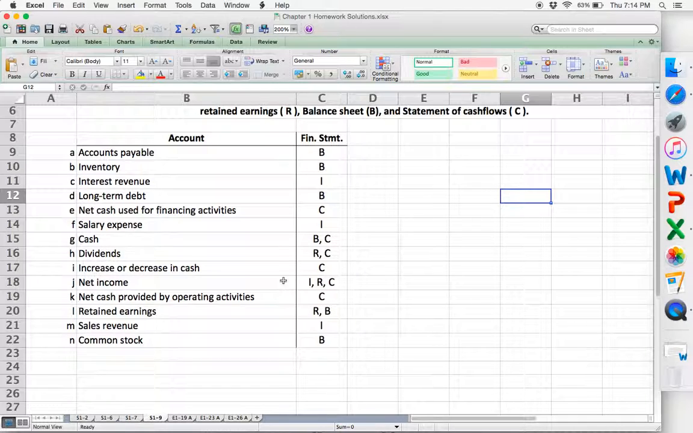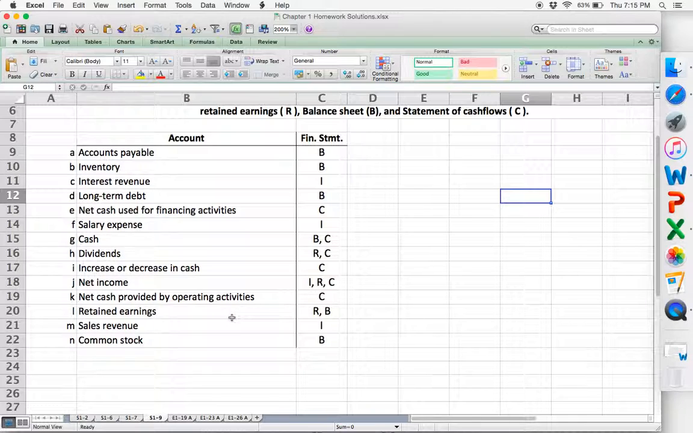Your net income is going to be listed on 3 places. First, on your income statement, when you figure out what your net income is after you've subtracted all your expenses from your revenues. And then remember, it flows over to the statement of retained earnings. And then you're going to find it on your statement of cash flows. Then you have your net cash provided by operating activities, which will be found in your statement of cash flows.